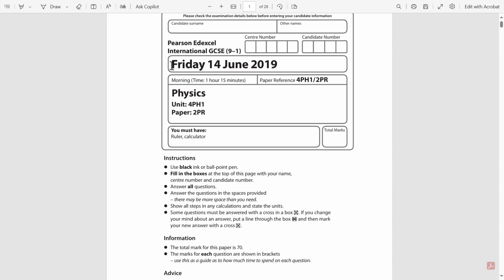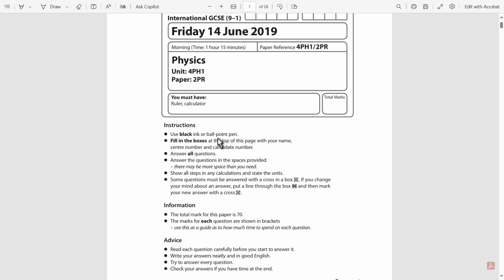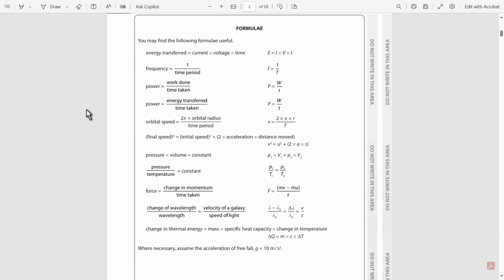Today we're going to be doing Friday the 14th of June 2019. That's more like it should be June. And this is the 2PR physics paper. Okay, here's the formula that we need to learn. Some of you may know these off by heart, which is good on you. It's better to know these off by heart, guys, so you can always answer the question with ease.